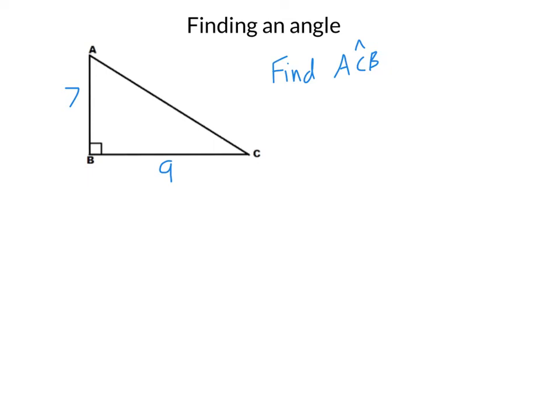Today we're going to look at finding an angle. Before, we've used trigonometry to find a missing side, and sometimes we can use Pythagoras to work out a missing side, but where trigonometry really comes into its own is that you can use it to find an unknown angle. So in this question we're looking to find angle ACB.